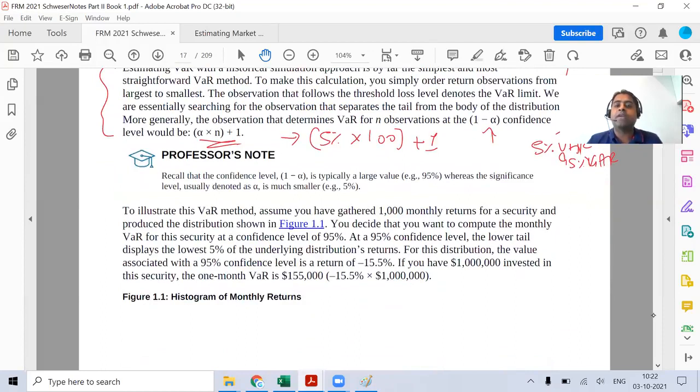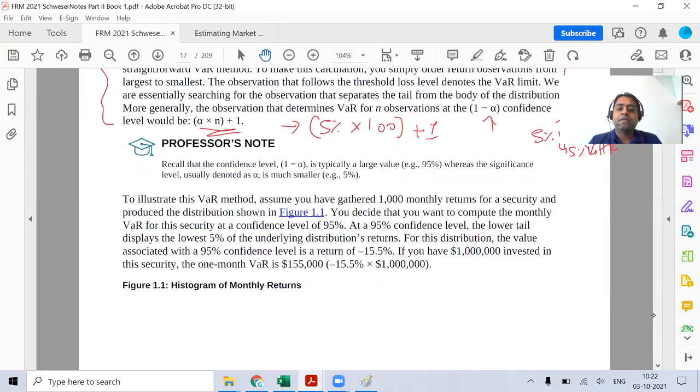And this example is similar to what we had in your FRM level 1 in the building blocks of risk management topic. So what they did is they had, say, around 1,000 monthly returns for a security. They sorted that and created a distribution, and they wanted to find 95% VaR. That means 5% VaR. So they started looking for that data point which could bifurcate the 5% data, and they got a number as negative 15.5%, and that became your VaR percentage. Once you have the VaR percentage, you multiply with the total value of the portfolio, and then you get $1,55,000 as the VaR dollar amount.